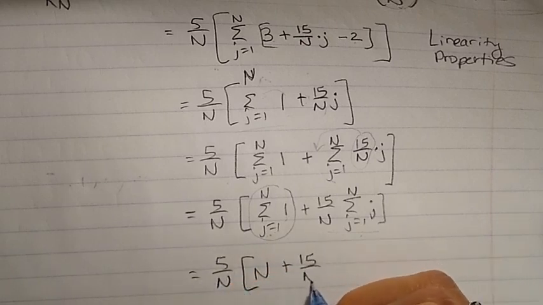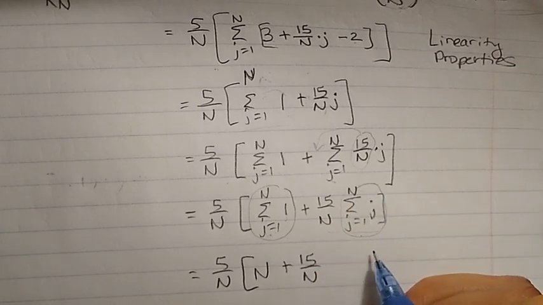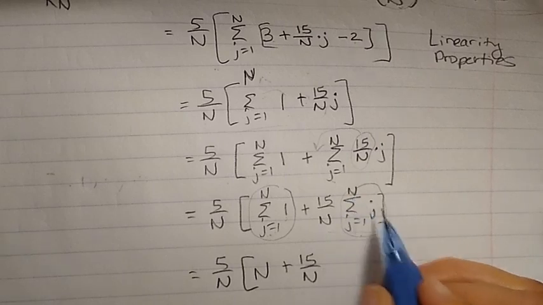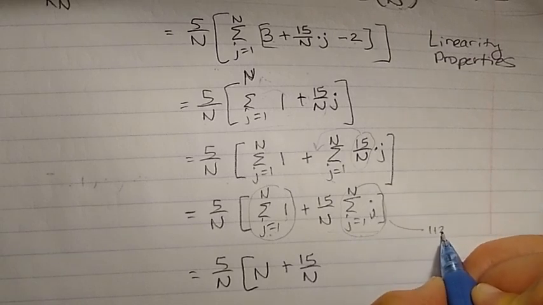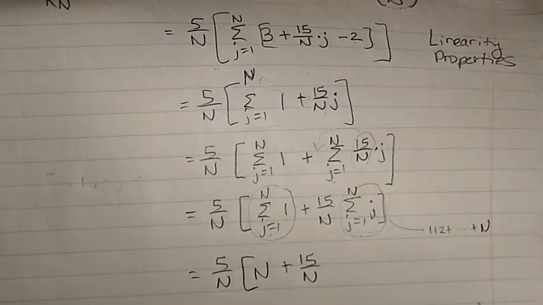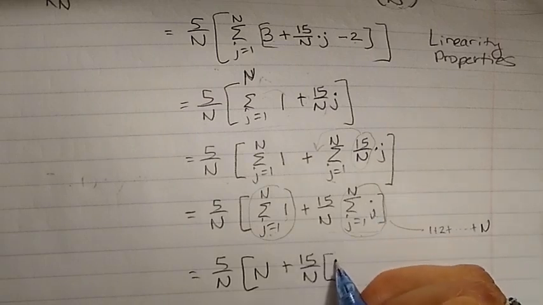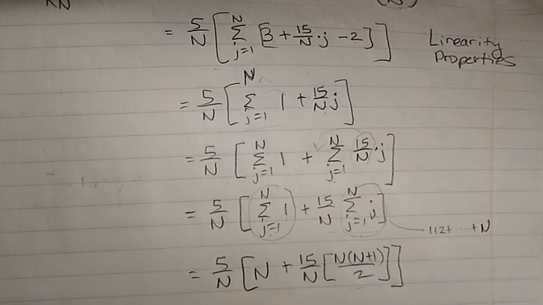And I'm going to copy the 15 over n, and now I want to figure out what this summation is, and that's where I'm using the power sums, which are on page 265 in your text. The sum as j goes from 1 to capital N of the counter j would be, if you wrote it out, 1 plus 2 plus all the way up to capital N. And some of you may recognize that as Gauss's sum. I'm just pulling this straight from the power sums: n times n plus 1 over 2. Check page 265 for where I got that. That is our expression that we want to limit as n tends to infinity.